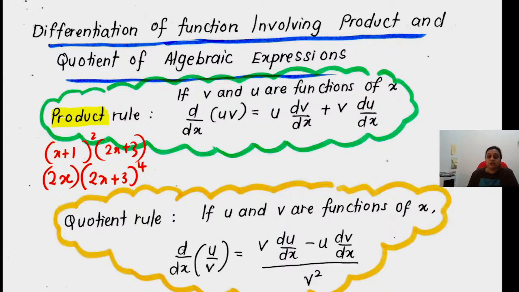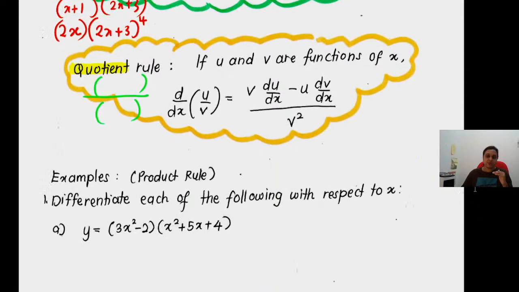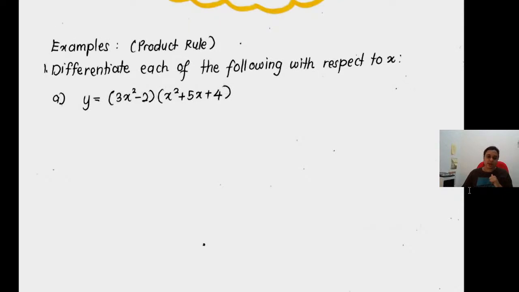Okay. When to use quotient rule? Quotient, you see the word itself. That means when you see two terms in divide form, that means in fraction. Because quotient means divide. So then we use the quotient rule. Formula, you don't have to remember because formula is given in SPM, but you need to know how to use exactly. Now let me show you product rule questions first. Let's start with the first one.